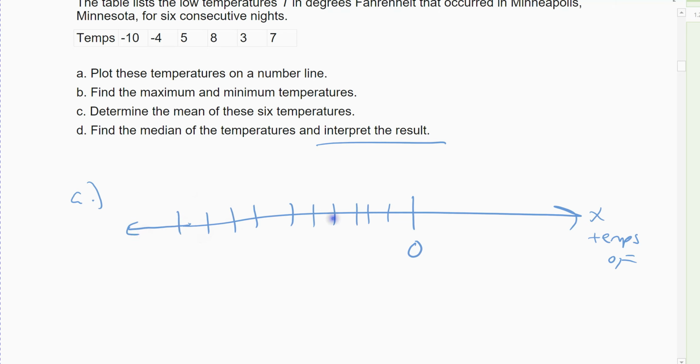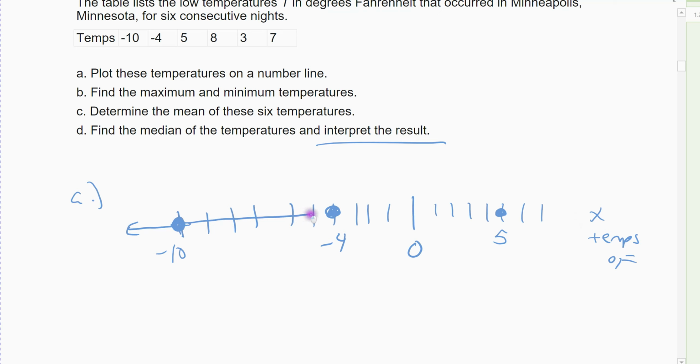10, right? 1, 2, 3, 4, 5, 6, 7, 8, 9, 10. Alright, so negative 10 is my spot here. Negative 4, 1, 2, 3, 4. There's my negative 4. 5, 1, 2, 3, 4, 5, 6, 7. So 1, 2, 3, 4, 5. So I need to go all the way out to 8.